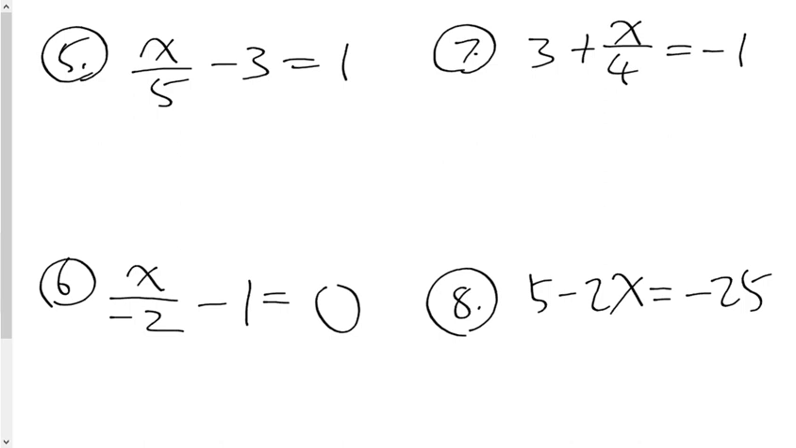Question 5 is actually a question from grade 7. It wouldn't even be a grade 8 question because there is no negative variation in this, so it's just a grade 7 question. Constant is -3, so I'm going to add 3 to both sides. A fifth of x is equal to 4.